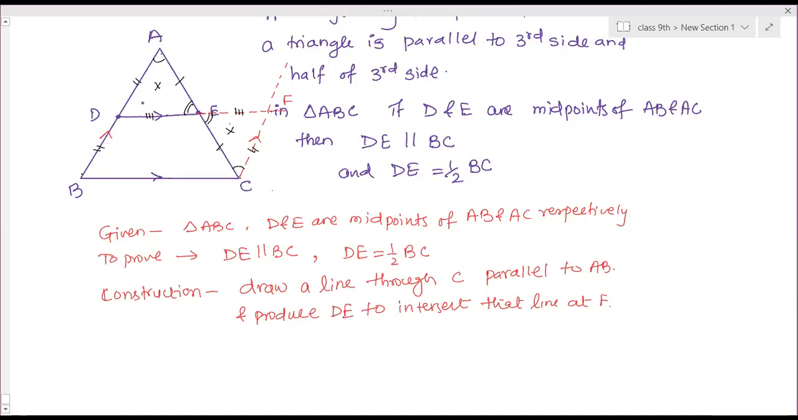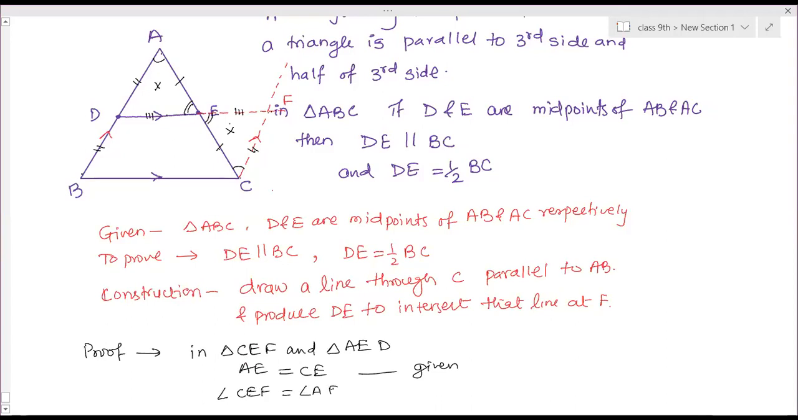Everyone understood? Yes, ma'am. So our aim is to prove DBCF is a parallelogram. For that, first we have to prove congruency. In triangle CEF and triangle AED, AE is equal to CE, given. Angle CEF is equal to angle AED, vertically opposite angles.